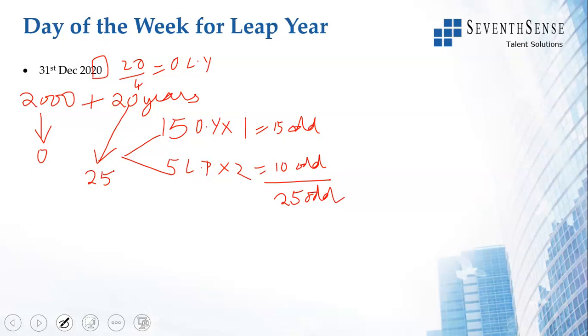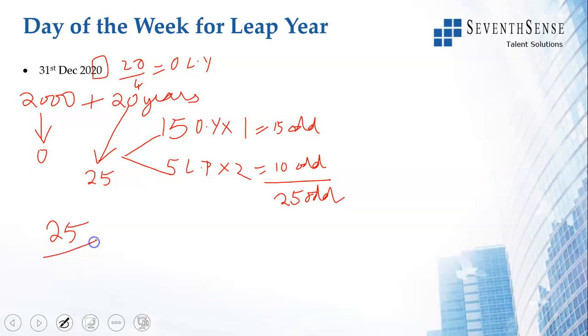So in 20 years, I have 25 odd days. Why have I taken 25 fully? Because the year is complete, right? 31st December 2020. If it was some day in between, if it was 10th July 2020, I would have taken 19 years fully. And then for the last year, I would have calculated from 1st Jan to that 10th July. But since it is 31st December 2020, the year has fully passed. So I have counted that as 20 years.